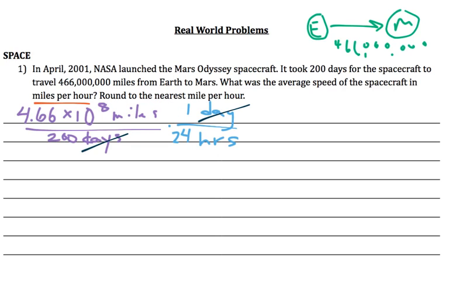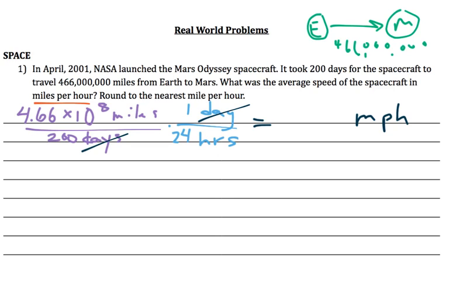So let's say you had made a mistake and you had originally written 24 hours per one day. You'd be like, well, these don't cancel out because they're both in the denominator. And so the units that we're left with are going to end up being miles per hour.